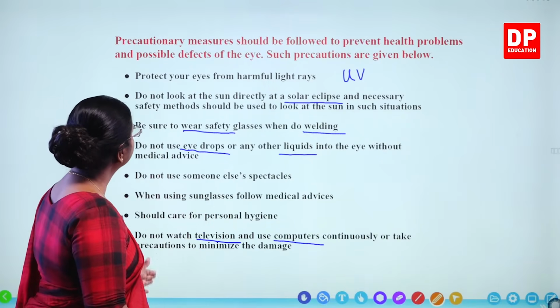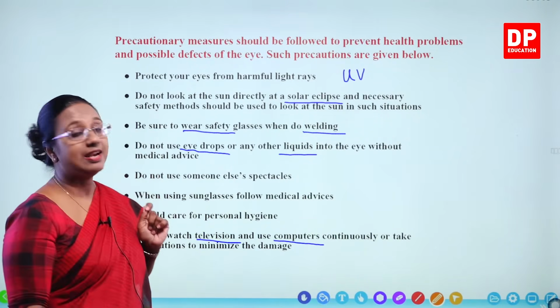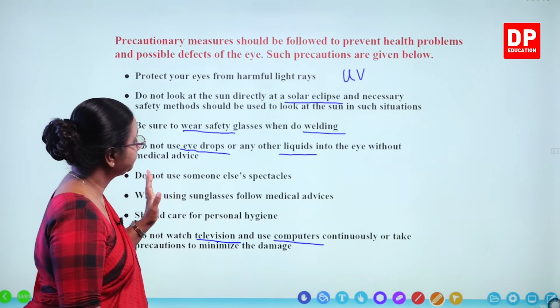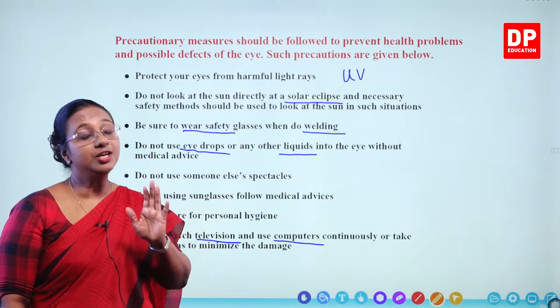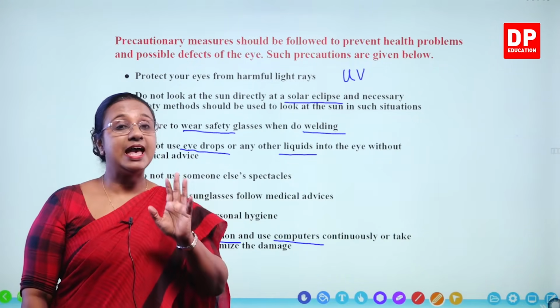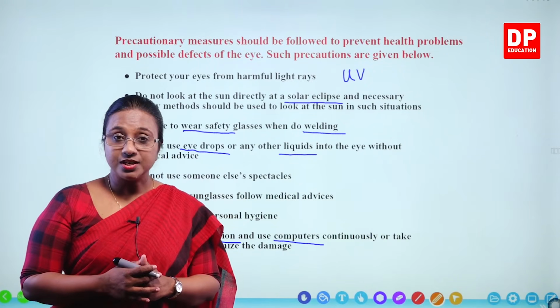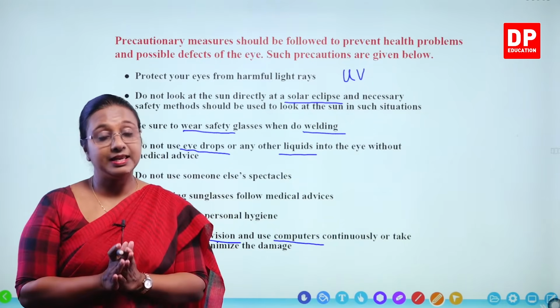So these are the precautionary measures that should be followed to prevent health problems and possible defects of the eye. You all can understand all these, and I am sure you will follow all these and keep your eyes healthy. So with that, students, I have come to the end of the discussion on the eye.